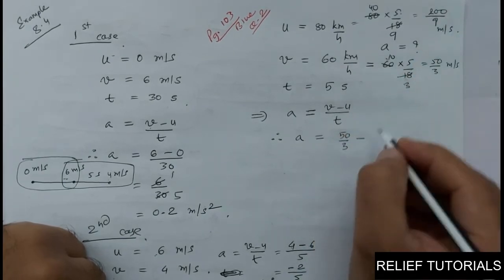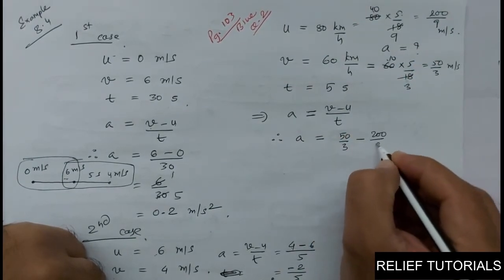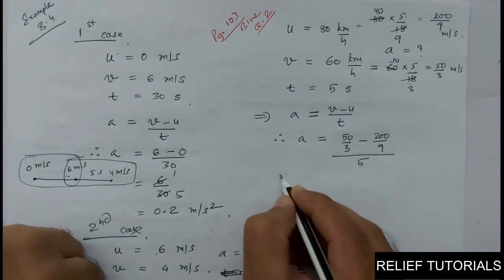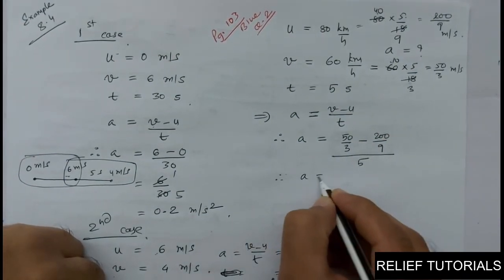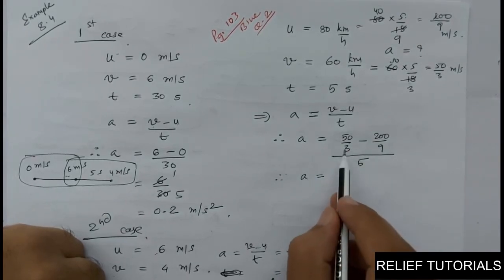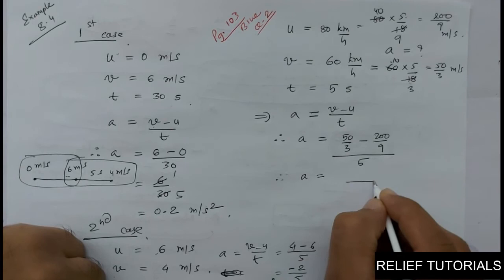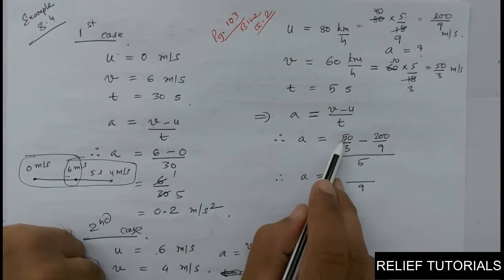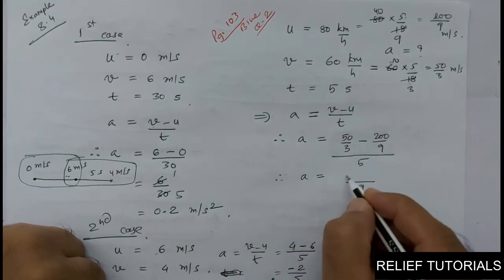minus U. U is what? It's 200 by 9, divided by T. T is 5. So A is equal to, now if you see here 3 and 9, you have to subtract this, so take the LCM of 3 and 9. LCM of 3 and 9 is 9. You have to multiply this number by 3. So 3 here, 3 3s are 9, and multiply by 3 here also, 3 50s are 150.